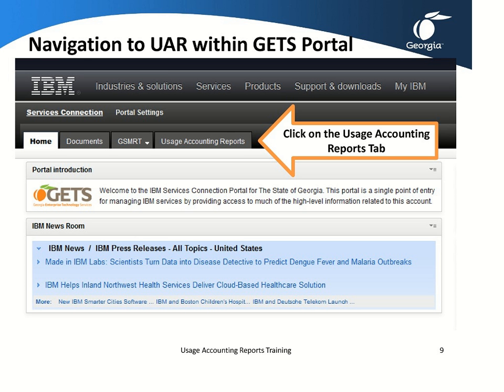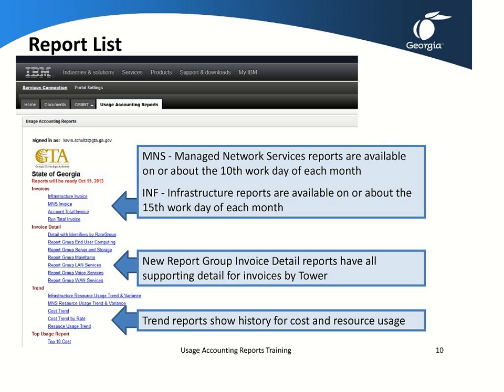And then what you'll see new is right next to the GSmart tab that you may be using today for Chargeback reports, you'll see the Usage Accounting Reports tab. And then in order to get to the reports, you'll click on that, and you'll see a menu that looks somewhat like this. We've added some new reports. But what this is broken out into invoices, invoice detail, and trend reports.